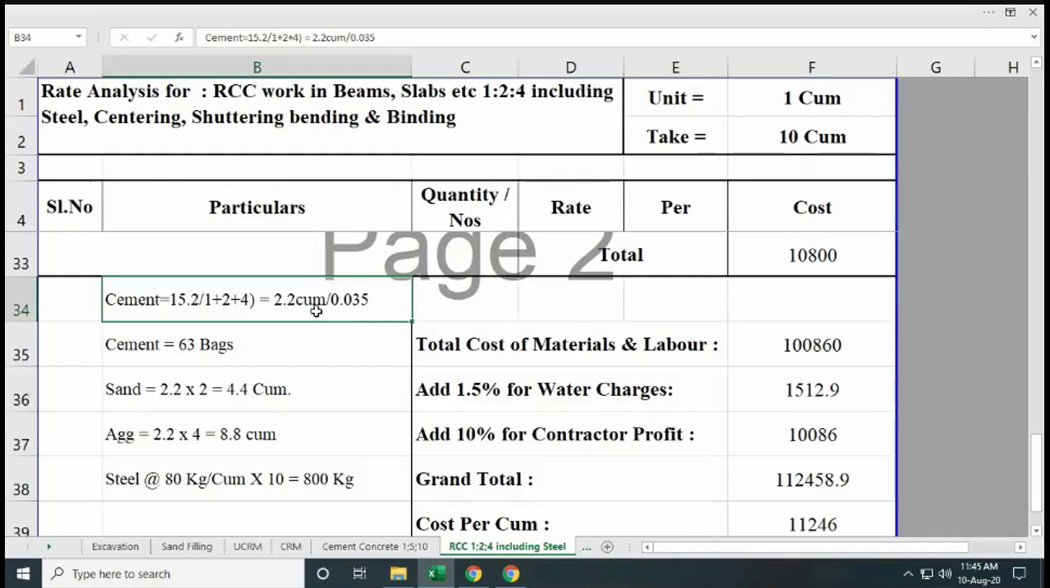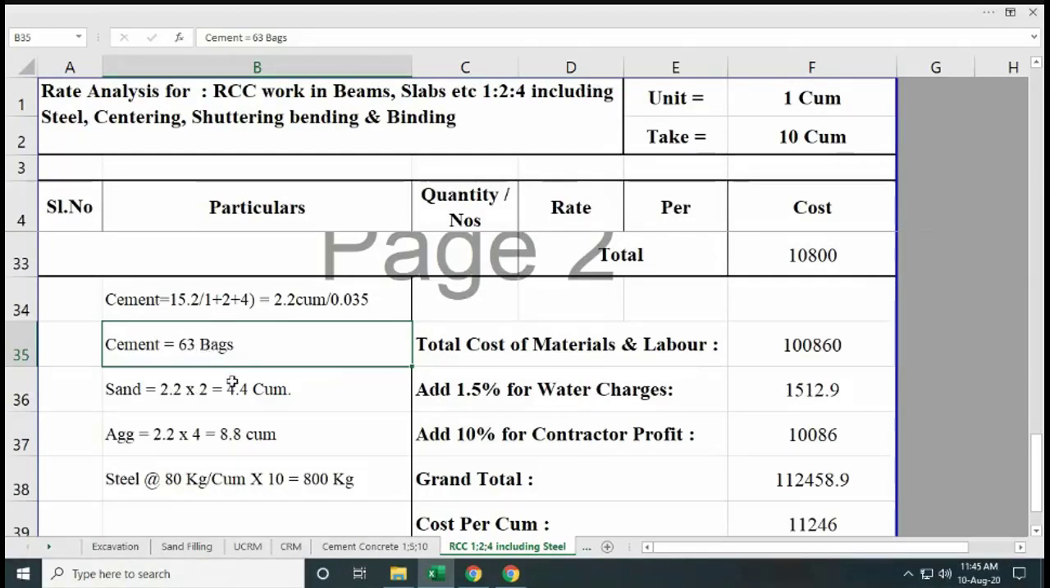So 2.2 cubic meters we have. This is in cubic meters. To convert to bags, divided by 0.035, we'll get 63 bags. 63 bags of cement is required. So another mistake students do is, when they are calculating this in bags, right? 63 multiplied by 2 they are going to do.